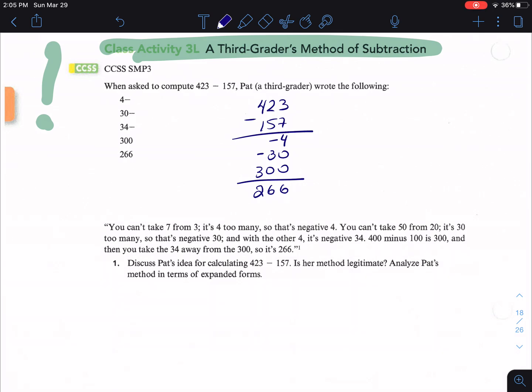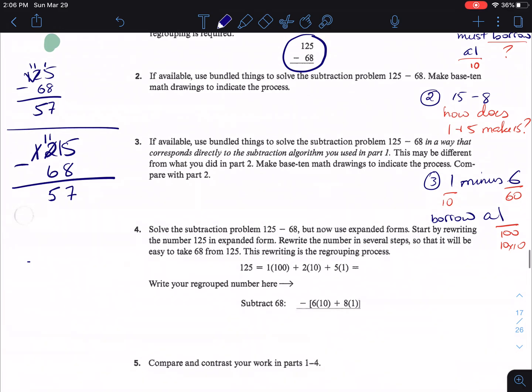3-digit numbers? Now let's take a look at what the student is doing. Pat is allowing for negative numbers. She does not seem to have a problem with negative numbers. So let's see what would happen if we did it here. 125, let's use Pat's method to figure this out. 5 minus 8 is negative 3. 20 minus 60 is negative 40. And then I have 100. So I seem to have 100 minus 40 minus 3. 100 minus 40 is 60, minus 3 is 57. That gave me the right answer.